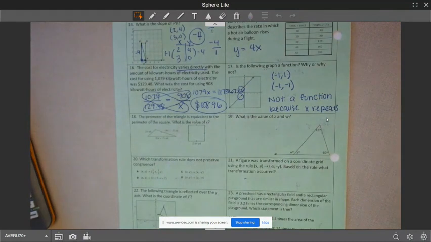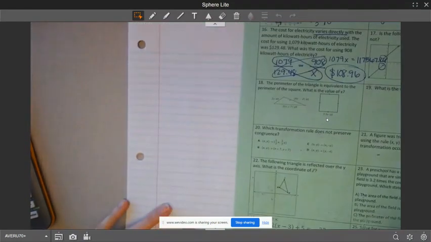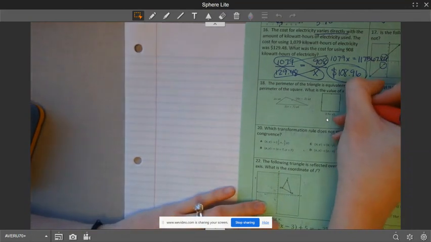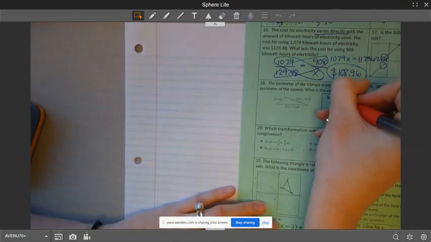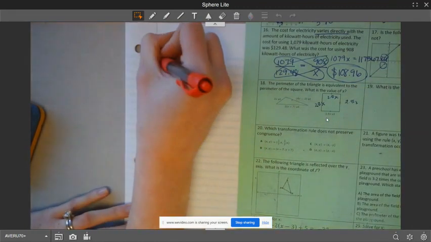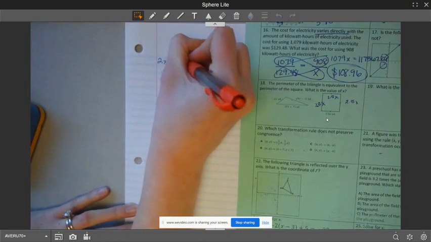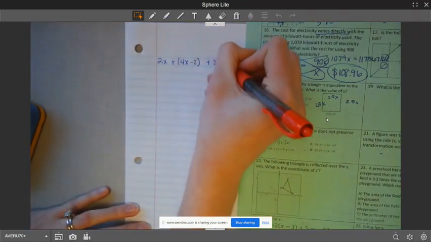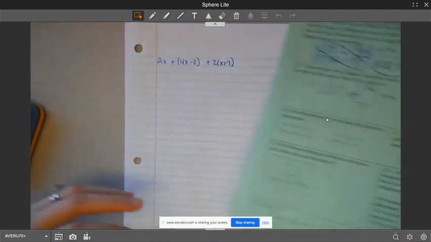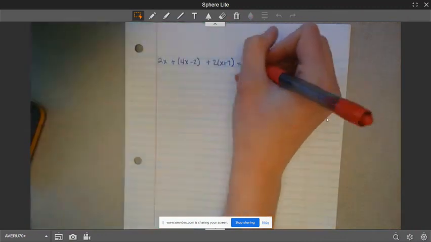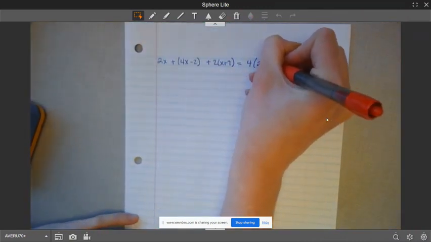Okay, number 18, I'm going to need some more space, so I'm going to use my scratch piece of paper. Number 18 says the perimeter of a triangle is equivalent to the perimeter of a square. What is the value of x? So this is a square, with side lengths 2.5x each. So the perimeter of the triangle, 2x plus 4x minus 2 plus 2 times (x plus 7), is equal to 4 times 2.5x, since there are 4 sides.